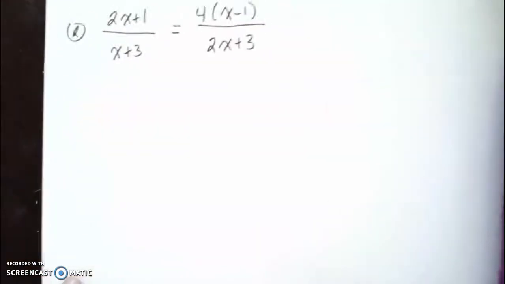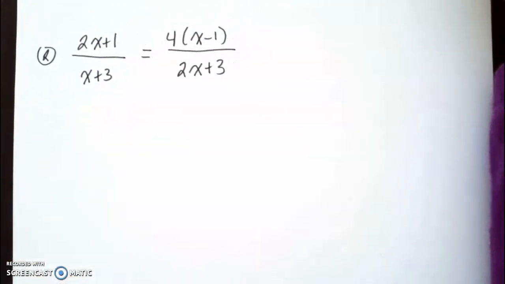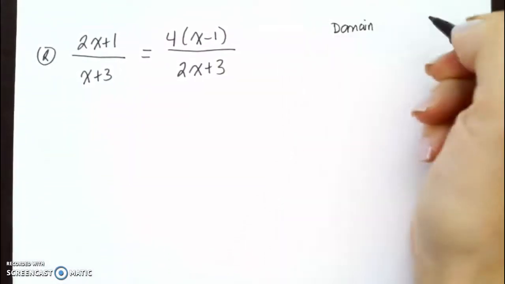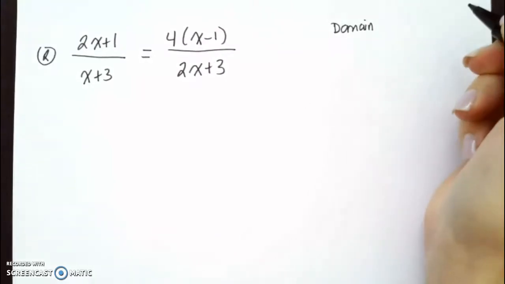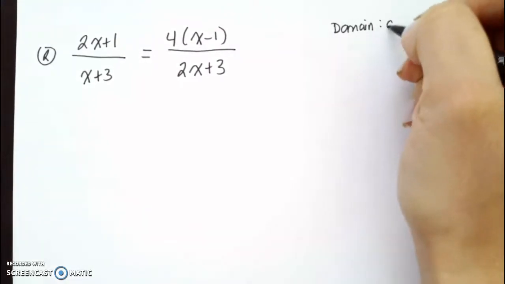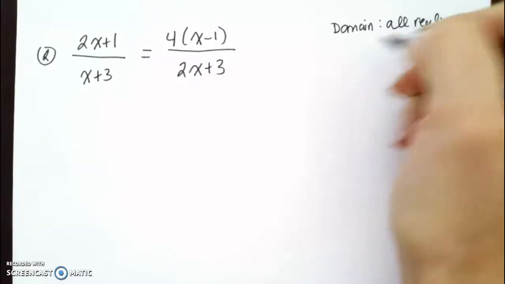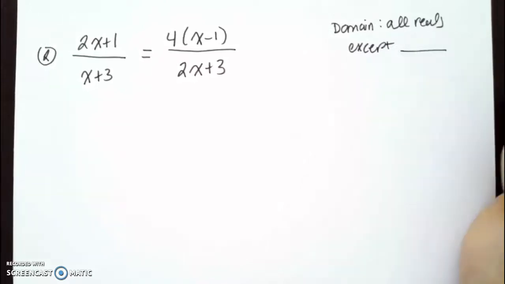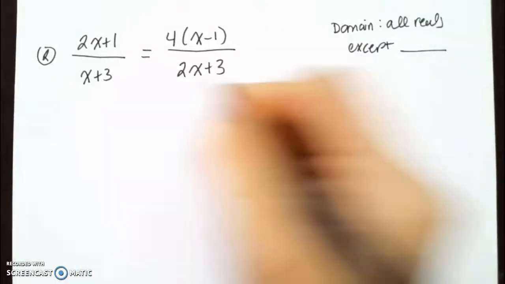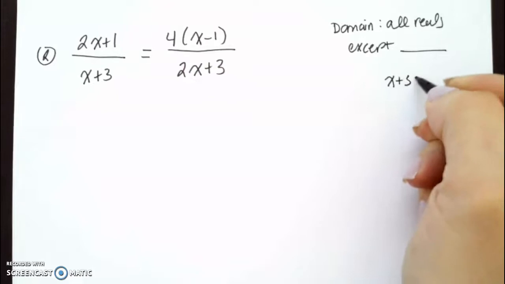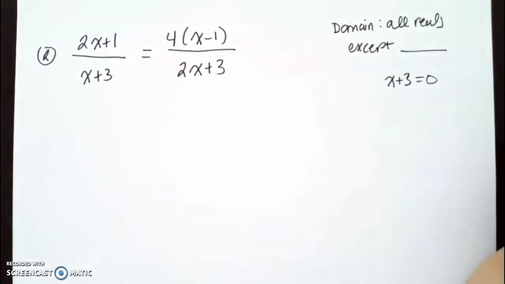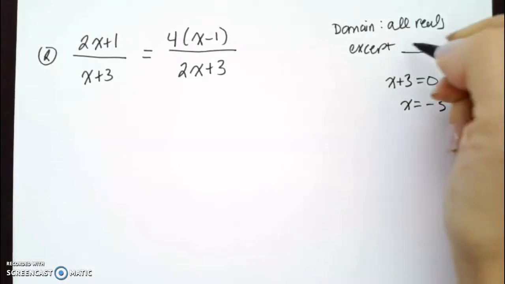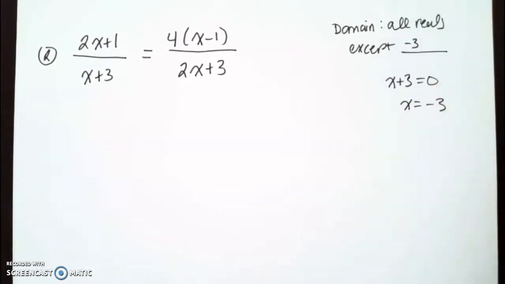All right, so here we are. So checking the domain first, I want to look at the denominators and see what values would make them undefined, and then I'll exclude those. So my domain will be all reals, except, and I'm just going to find out what those values that I'm excluding are. So I'll do that by taking each denominator, setting it equal to 0. So if x plus 3 is equal to 0, then x is equal to -3, which means I want to exclude -3 from the domain.